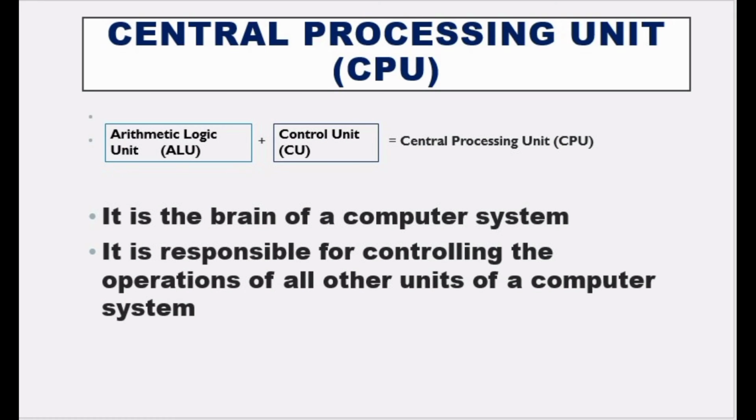Now, what do you mean by central processing unit? The central processing unit is the combination of the arithmetic logic unit plus the control unit. Combined, they are called the central processing unit, also called the brain of a computer system, and it is responsible for controlling the operation of all other units of a computer system. Now you can connect this to the diagram that I mentioned earlier in this video.